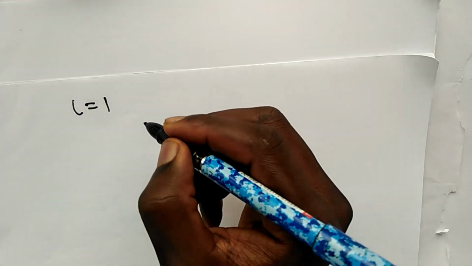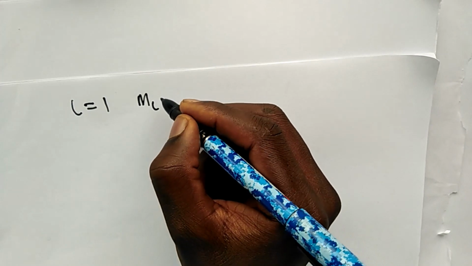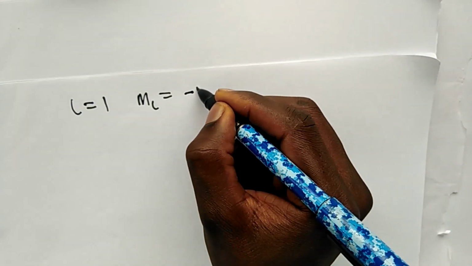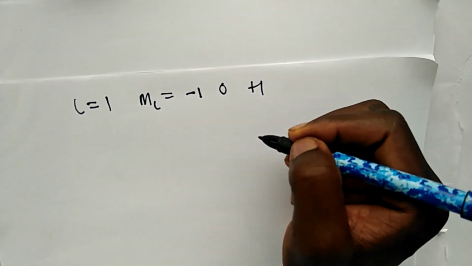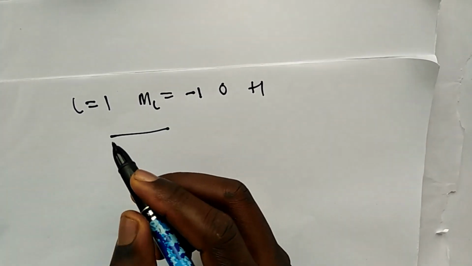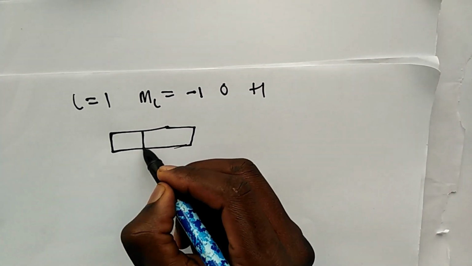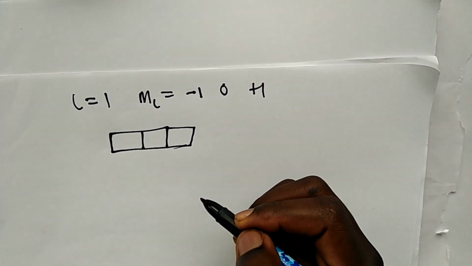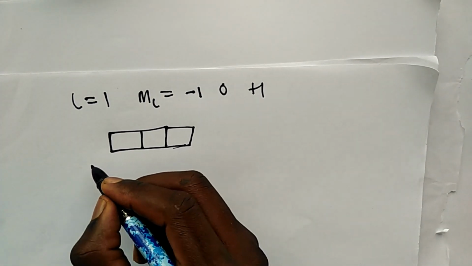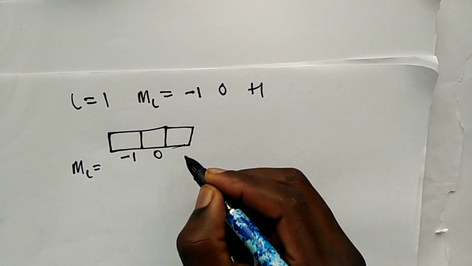So let's say L is 1. ML is going to be minus 1, 0, plus 1. Now we have the orbital diagram. First of all, 1 is P, and P has 3 degenerate orbitals. So we have 1, 2, 3, and therefore for ML we have minus 1, 0, plus 1.